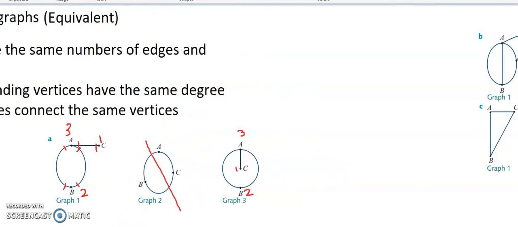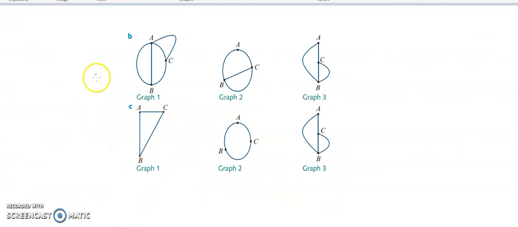Let's have a go at 2 more examples. Okay, if we look at question B, we've got 3 graphs again. So straight away, I'm going to look at A and C. I can see with my graph 1, I've got two edges going off the vertex A to C, whereas in graph 2, I've only got 1 going to C.